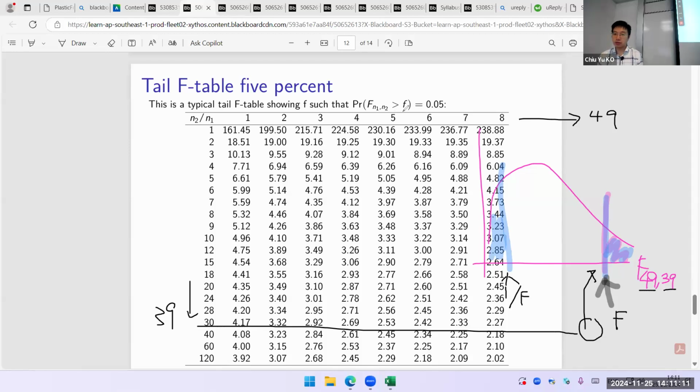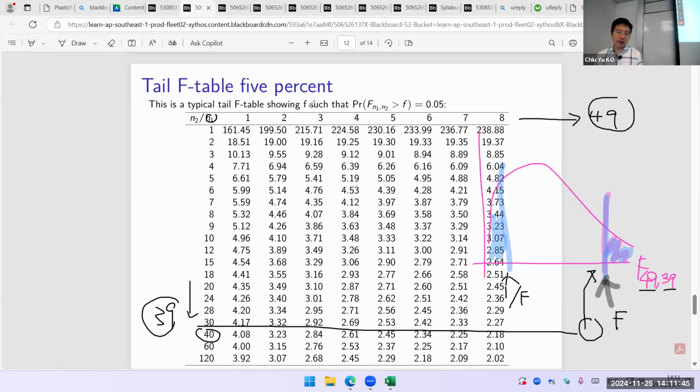Yes, Professor, can we use 40? Or you can use 40. Yeah, but you have the 49 anyway. Is 39 the degrees of freedom? So you use 39, 49. Aren't those just DF1, DF2? It's just the number, you subtract by 1. Thanks.